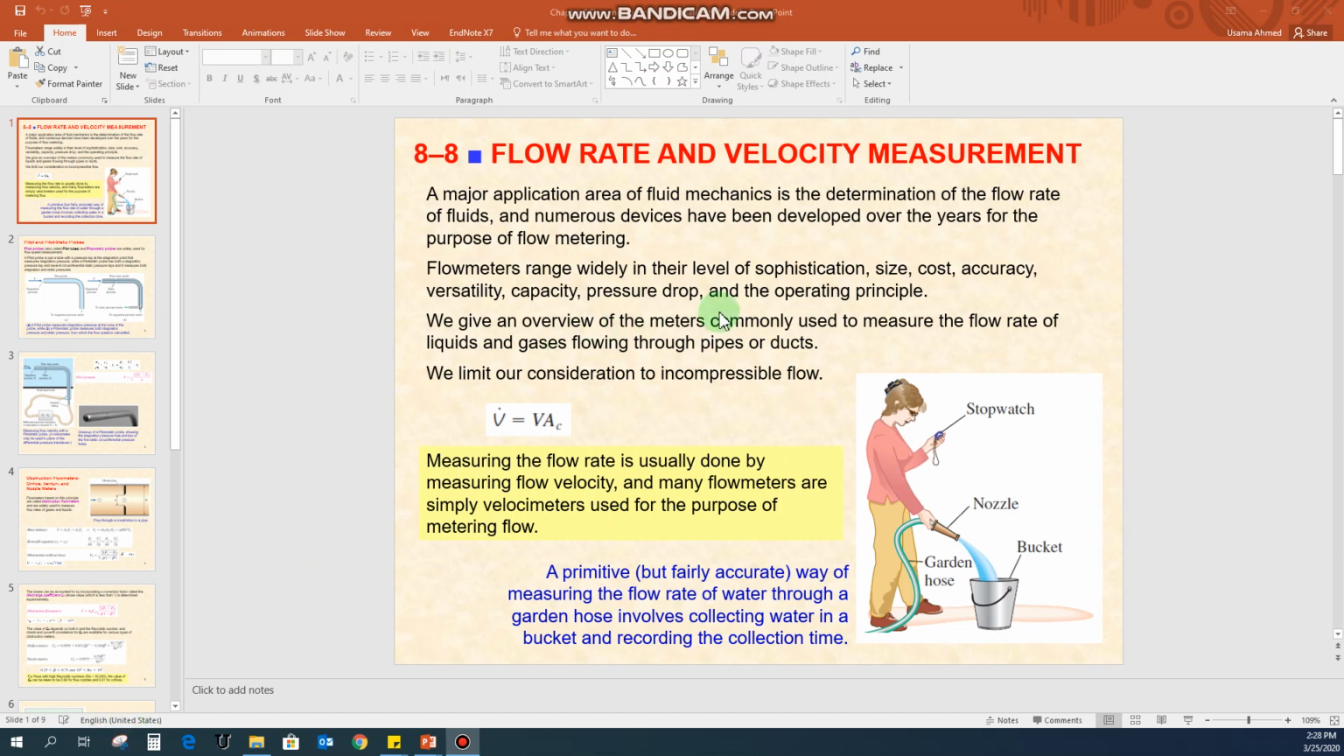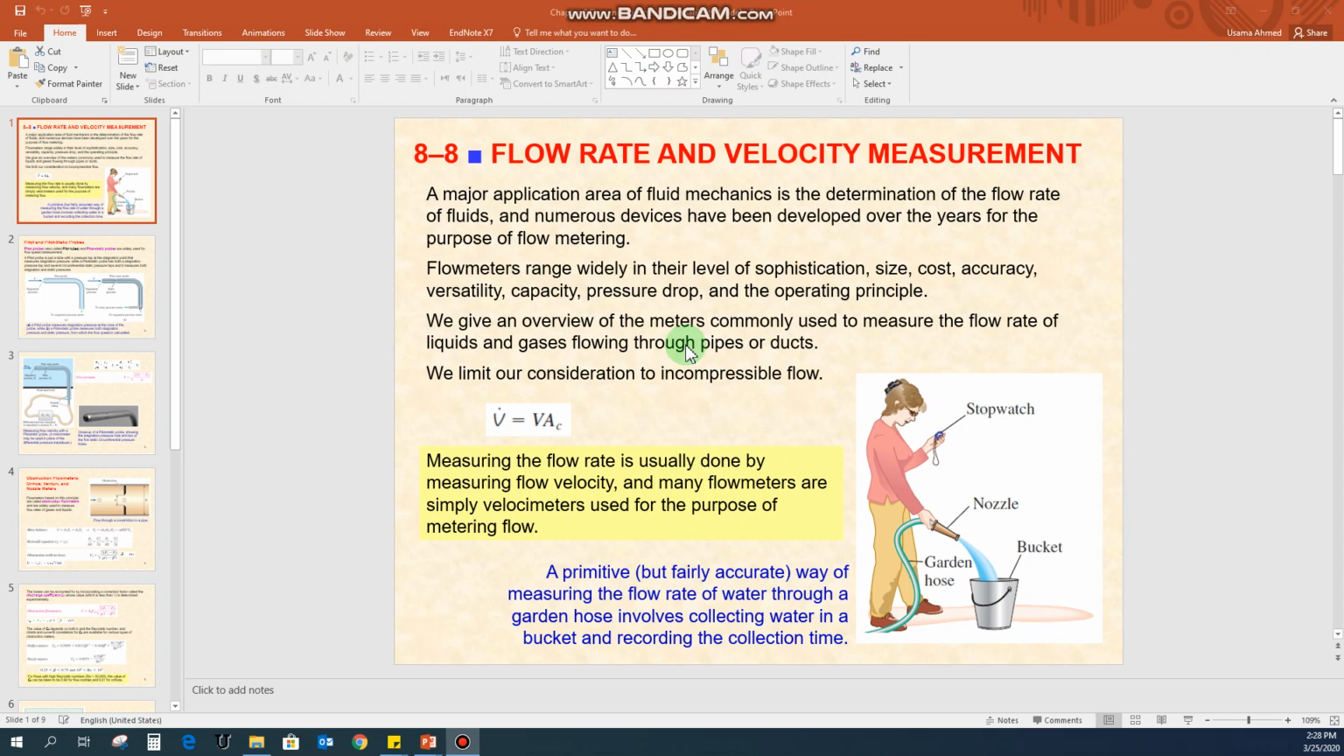Today we have to start section 8-8 of your book, which is about flow rate and velocity measurement. This is the last topic of chapter number 8, and it is very interesting. We will see how we can use flow measuring devices to measure the volumetric flow rate and even the velocity of a fluid in the pipelines.